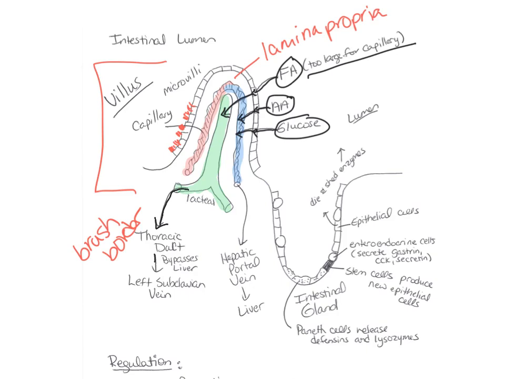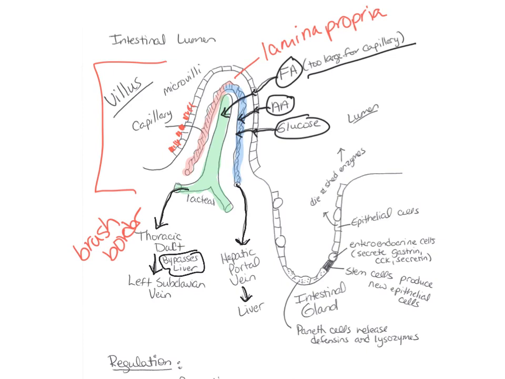The thoracic duct then drains into the left subclavian vein. So all of those fatty acids are bypassing the liver and going directly into the blood. The capillaries, however, that contain the amino acids and the glucose are going to merge into the hepatic portal vein, which will go to the liver, and then the liver can decide how to metabolically regulate those. Do they need to be stored, or can they be put out into the general circulation?